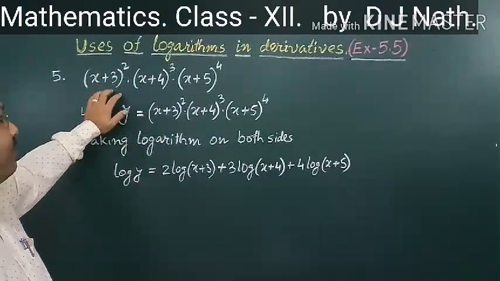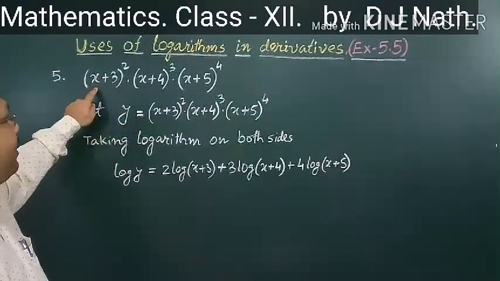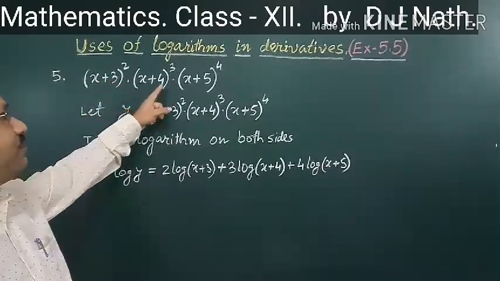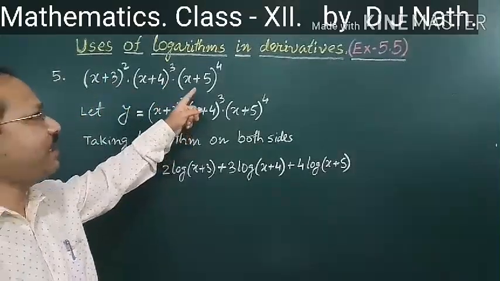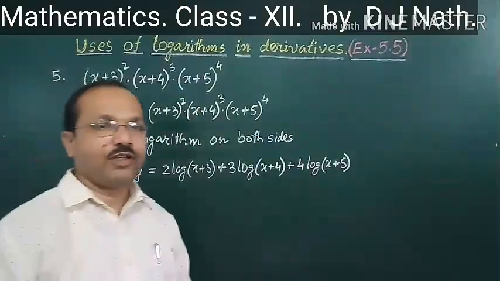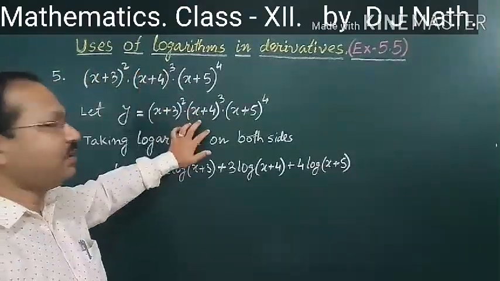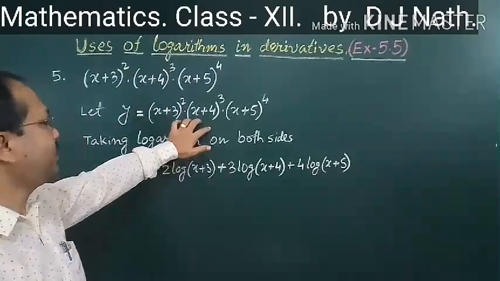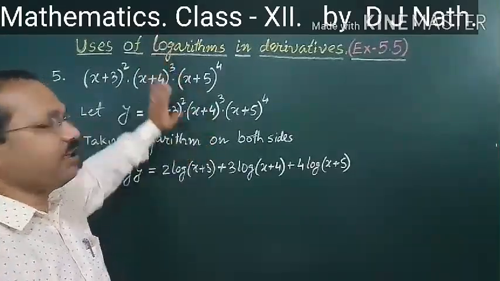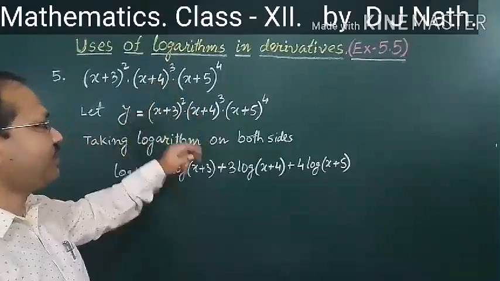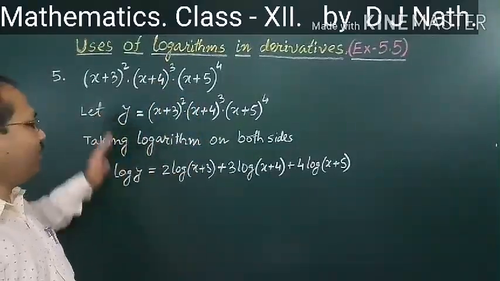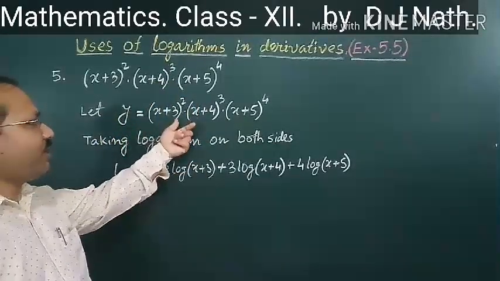that we have to find the derivative dy/dx of (x + 3)^2 (x + 4)^3 (x + 5)^4. Like the previous question, we'll take y equal to this function, and we'll use the logarithm. So taking logarithm on both sides, log y will be equal to, here a product is there.